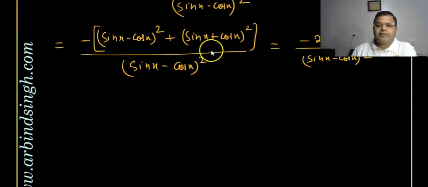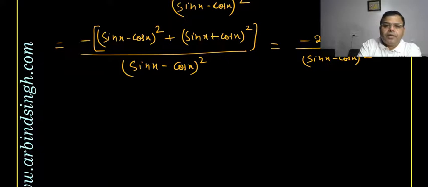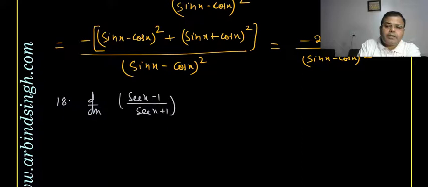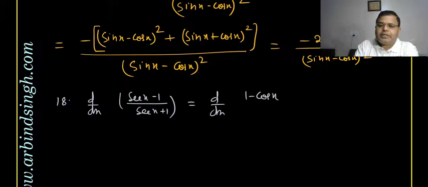So question number 17 is done. Now let us solve question number 18. dy dx of question number 18 is (sec x minus 1) upon (sec x plus 1). We can rewrite it as 1 minus cos x, since sec x is 1 by cos x, so 1 minus cos x upon 1 plus cos x.